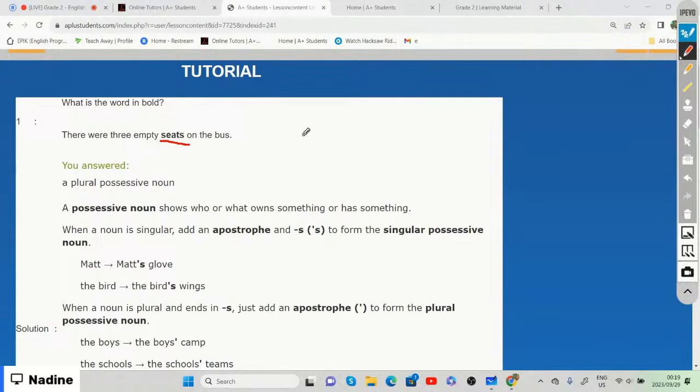So if seats, remember I said that if it does not have an apostrophe, or apostrophe S, then it is just a plural noun. It shows that there is more than one seat on the bus. There were 3 empty seats on the bus. So it basically just shows that there are 3 empty seats on the bus, more than 2 empty seats. That is basically what it shows, plural noun.